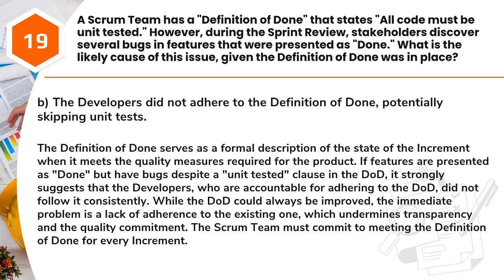Answer: B. The developers did not adhere to the definition of done, potentially skipping unit tests. The definition of done serves as a formal description of the state of the increment when it meets the quality measures required for the product. If features are presented as done, but have bugs despite a unit tested clause in the DoD, it strongly suggests that the developers, who are accountable for adhering to the DoD, did not follow it consistently. While the DoD could always be improved, the immediate problem is a lack of adherence to the existing one, which undermines transparency and the quality commitment. The Scrum team must commit to meeting the definition of done for every increment.